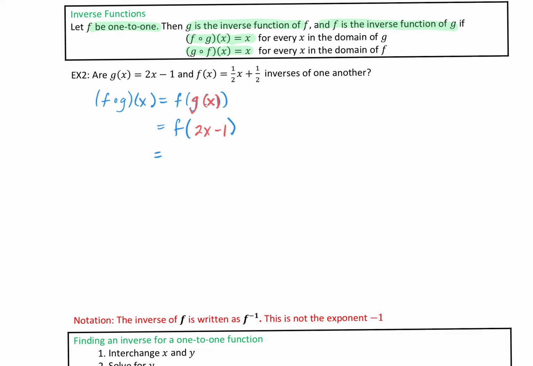So now wherever we see x in our function f, we just replace it with 2x minus 1. This is going to be 1/2 parentheses 2x minus 1 plus 1/2. So again, all we did was replace x with 2x minus 1 in the definition of our function f.